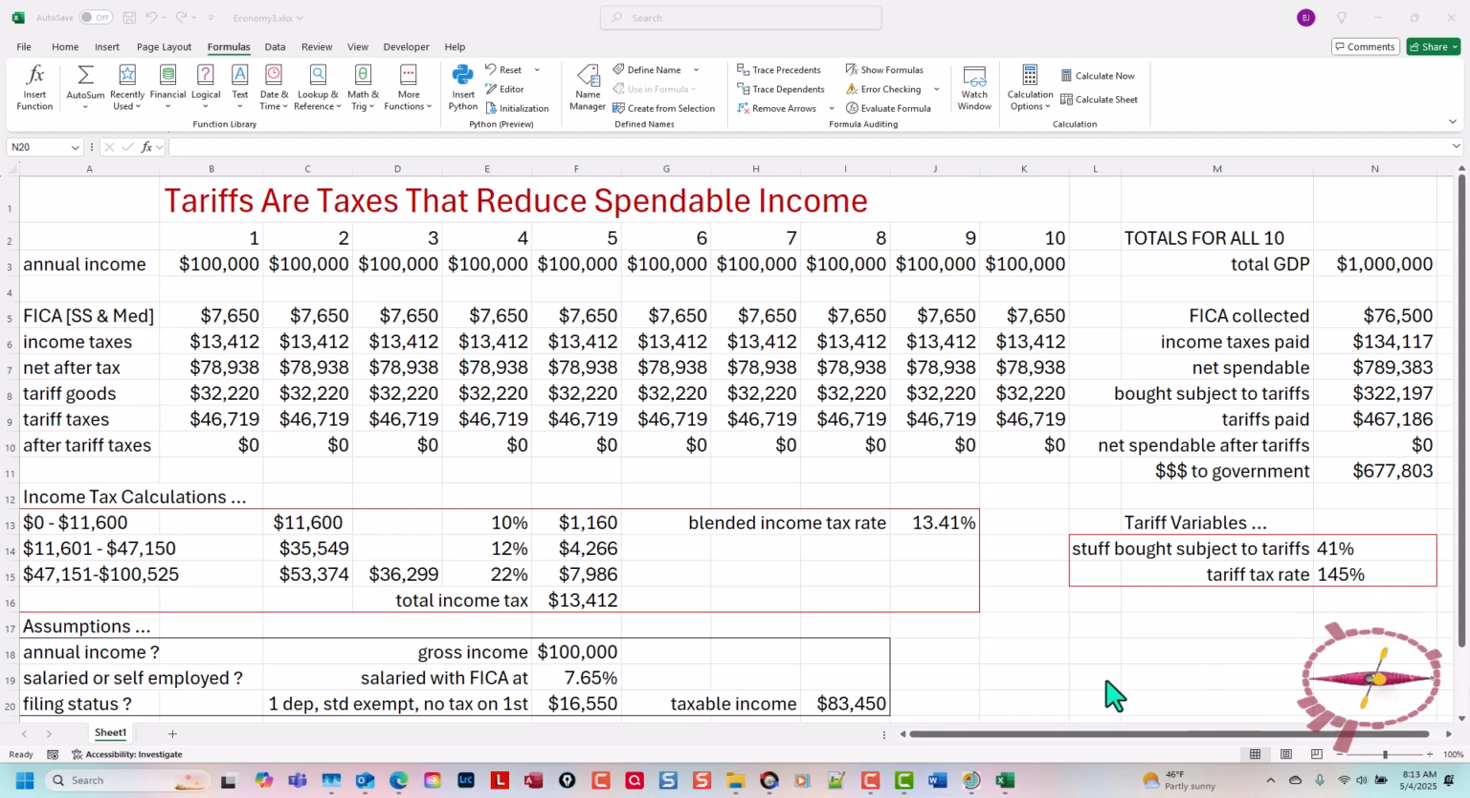Another way to think of this is that if Chinese tariffs are at 145%, we would only be able to buy 41% of the stuff we used to buy before we ran out of money. That's pretty dramatic. That's a very severe negative effect of paying a very high tariff if, in fact, everything we bought to survive had to be imported from China.